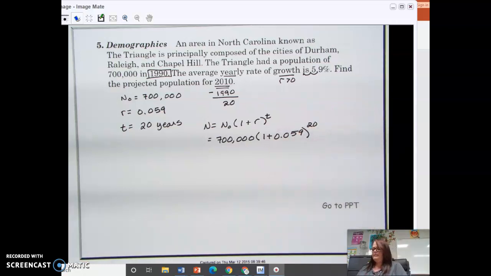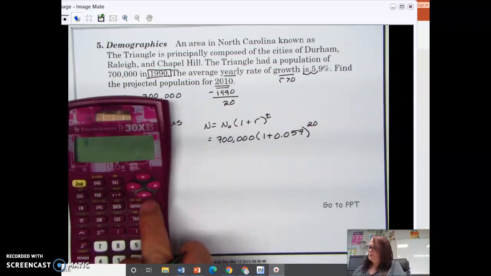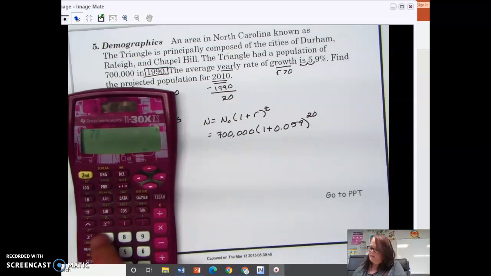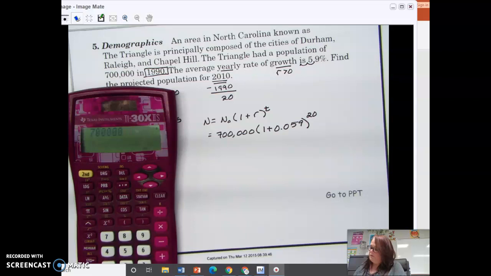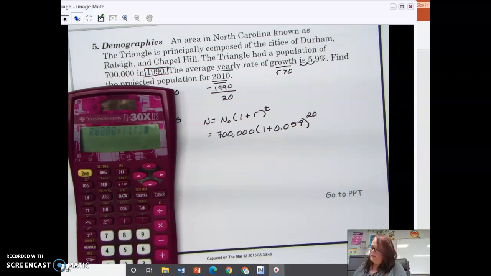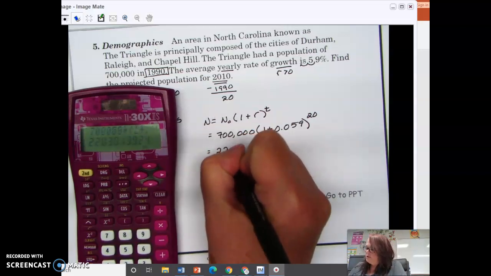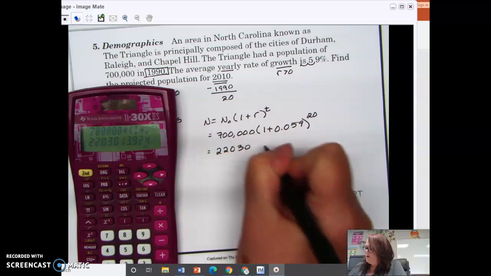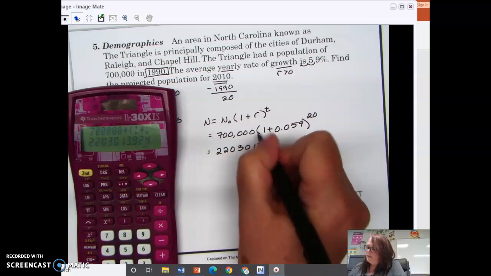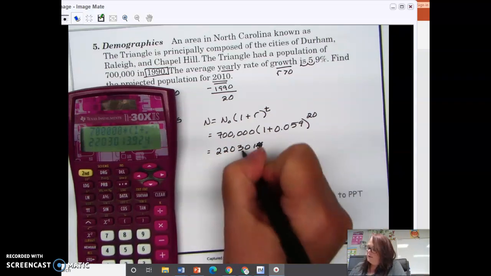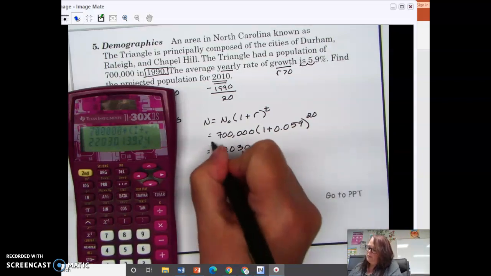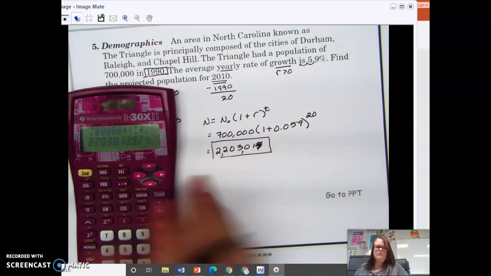So if I plug that into my calculator, I've got 700,000, so be real careful with that, times parentheses, 1 plus 0.059, close it, and then to the power of 20. And so we would say the new population amount, I've got 2,203,013.9, so I'd say 14, and so that means I would have 2,203,014 people.